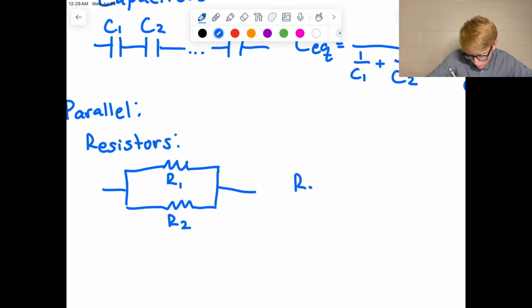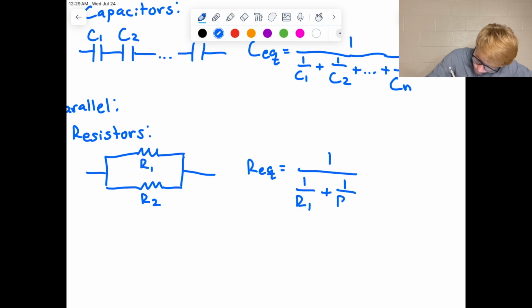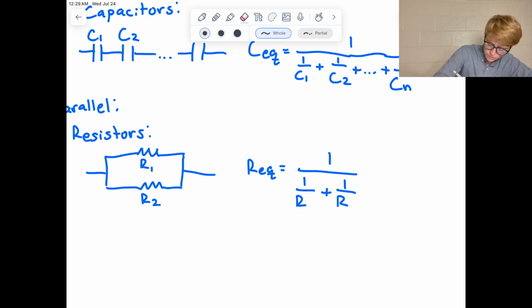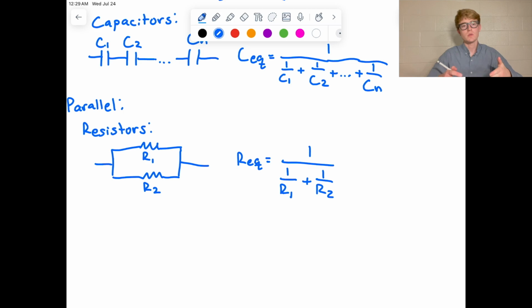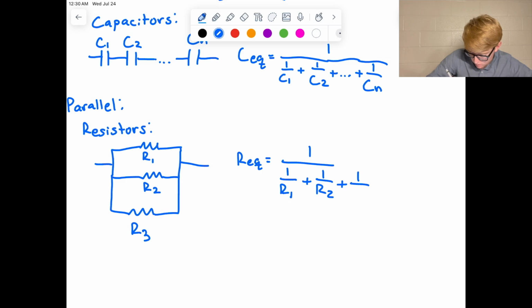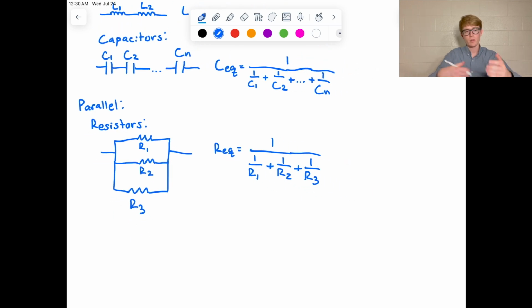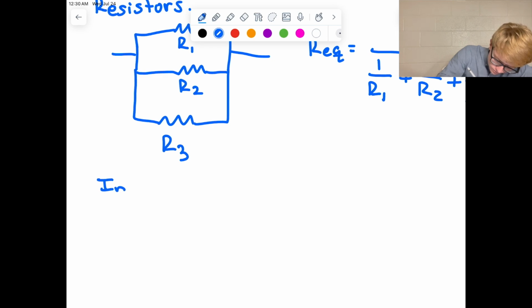And so REQ is just 1 over R1 plus 1 over R2, okay? Same deal as we had for the capacitors in series. If I had more resistors, like another one here, R3, then I would just add that in, 1 over R3, okay? So you just keep on going, however many you have in parallel. All right, so now let's talk about inductors.